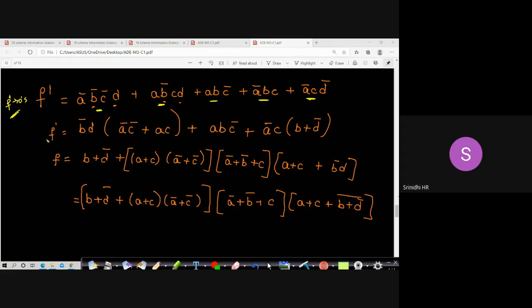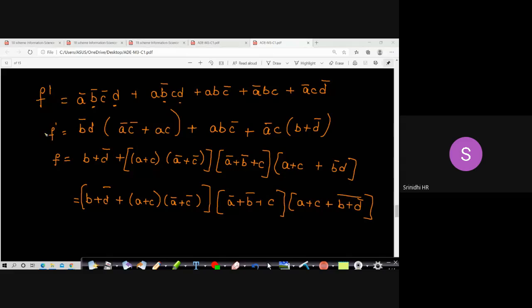So considering this, my f bar can be reduced as, what is the common term that we have? Comparing these two, term 1 and term 2, I have b bar d as common here. So I'll take b bar d common. What is the remaining? A bar c bar plus ac. Next, plus a b c bar, there's no common term. Next I'm having a bar c and a bar c, so I'll take a bar c common here. The remaining term is b plus d bar. Any doubts in the first step? No, sir.